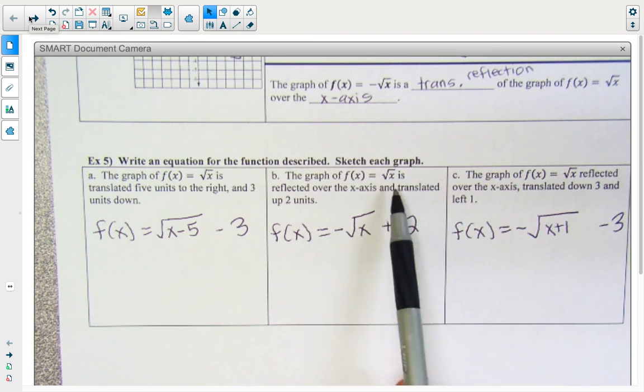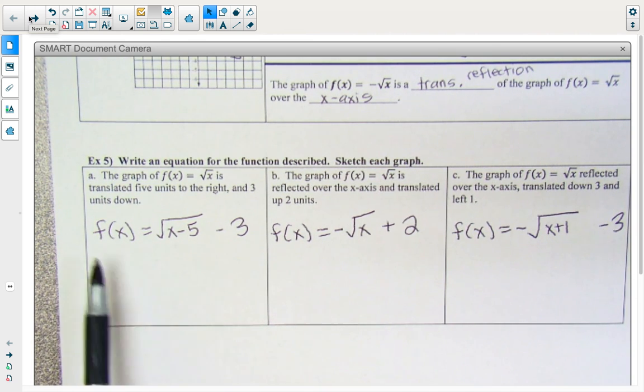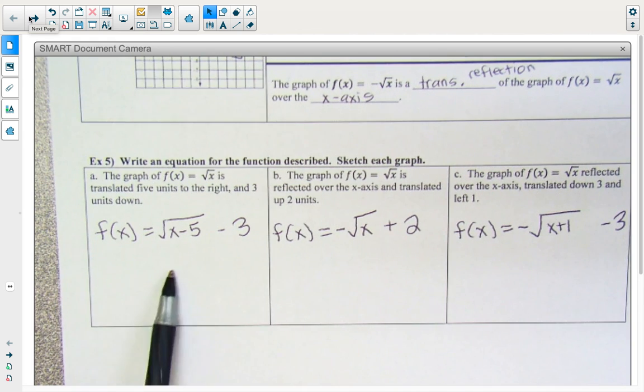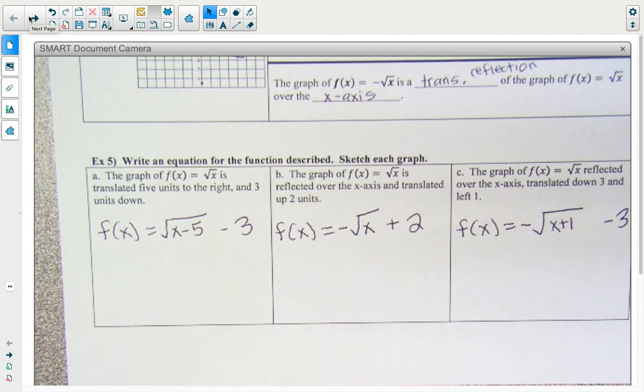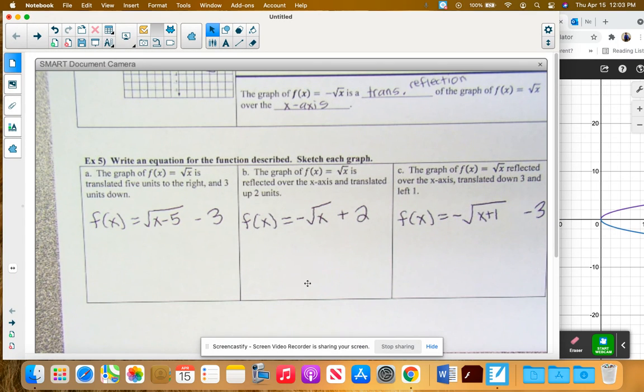And it does say sketch each graph, so of course you can use Desmos. You would type that in, and you can do a little sketch down here at the bottom. But these are our transformations for our functions. It helps us figure out how to move it up, down, left, right, or reflect it over the x-axis.